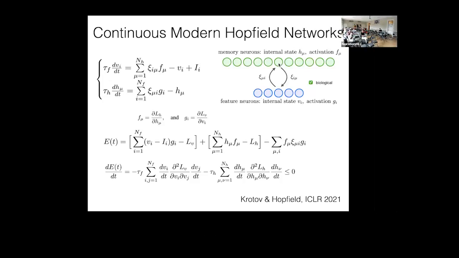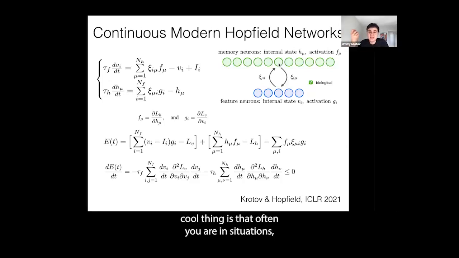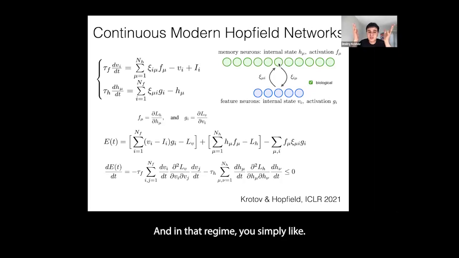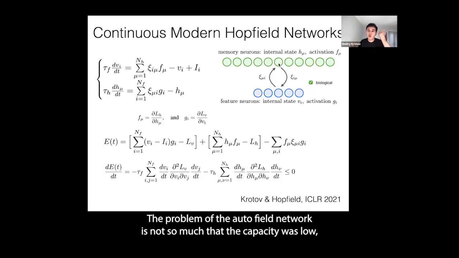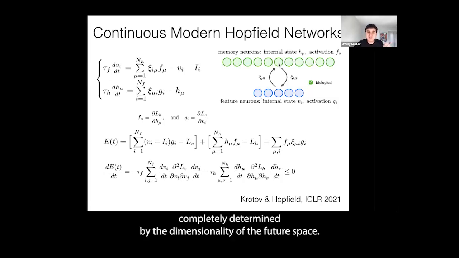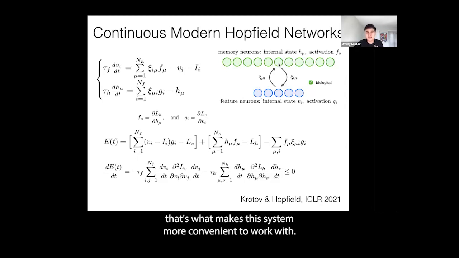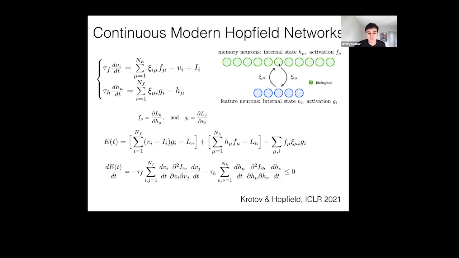But the cool thing is that often you are in situations, especially in machine learning, and for that matter in the biological brain, where the number of hidden neurons can be big and the number of blue guys is fixed. It's the dimensionality of your image or your tokens or whatever. And in that regime, the problem of the old Hopfield network was not so much that the capacity was low, but that it was completely determined by the dimensionality of the feature space. And now it is not. Now it is decoupled from that, and that's what makes these systems more convenient to work with.